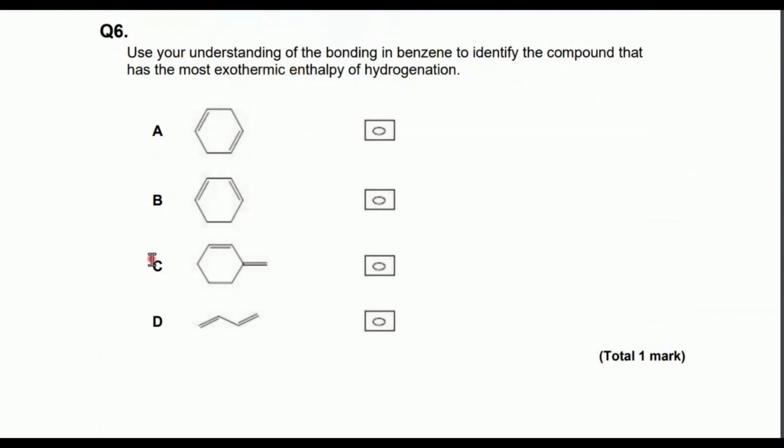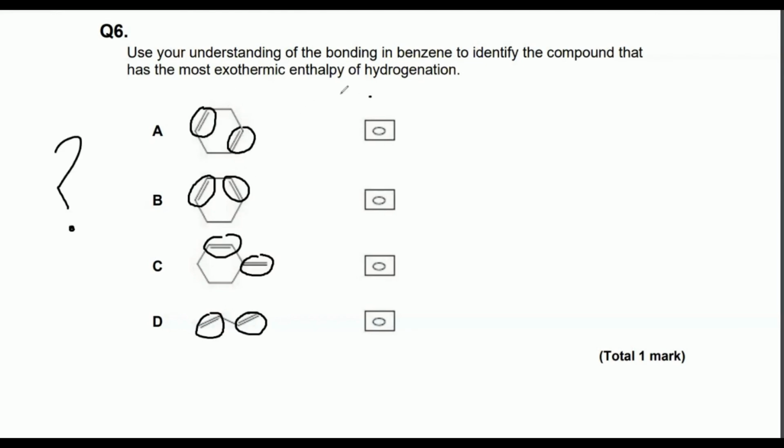Okay, question 6. Use your understanding of the bonding in benzene to identify the compound that has the most exothermic enthalpy of hydrogenation. All you've got to do here is check the distance between the double bonds. B, C, and D only have one single bond between the double bonds. So which one of these is going to be more stable? Well, B, C, and D are more stable because there's some overlap between those double bonds. They're close together, they overlap, and this increases delocalization.